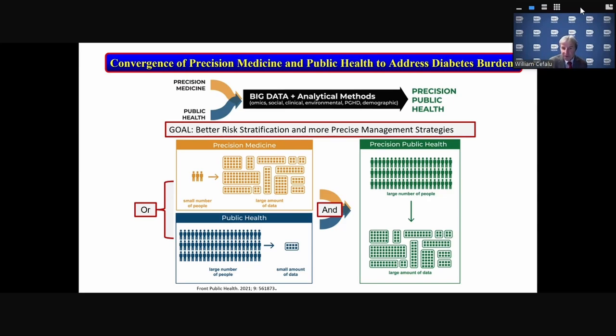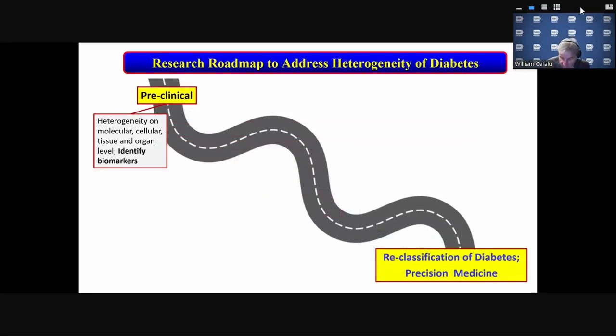So this has been of great interest to us. And at NIH and NIDDK, as you know, we have the All of Us program, but specifically in our institute, we're in the process now of developing a roadmap for the next 3, 5, 7, 10 years to address those problems related to understanding heterogeneity and eventually move toward a reclassification in precision medicine.